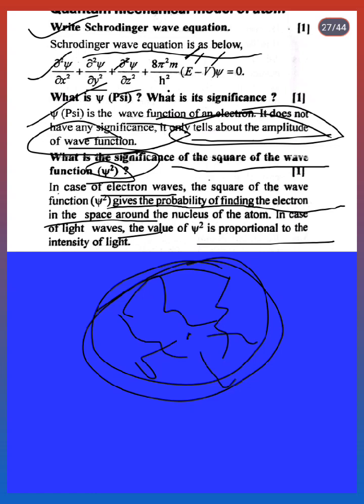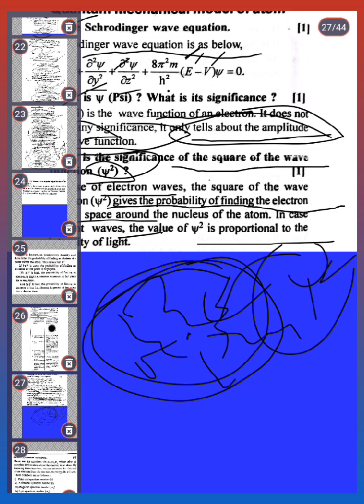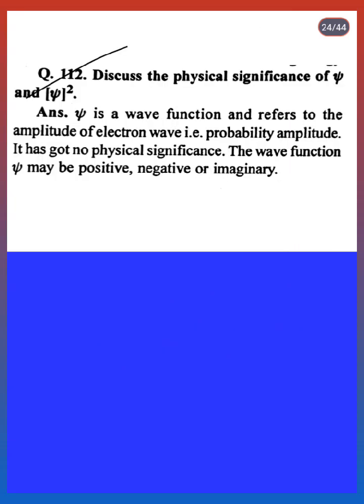In the space around the nucleus, in the region between the orbits, the probability of finding the electron is maximum, and that will give the psi square value. So let us discuss the physical significance of psi and psi square.